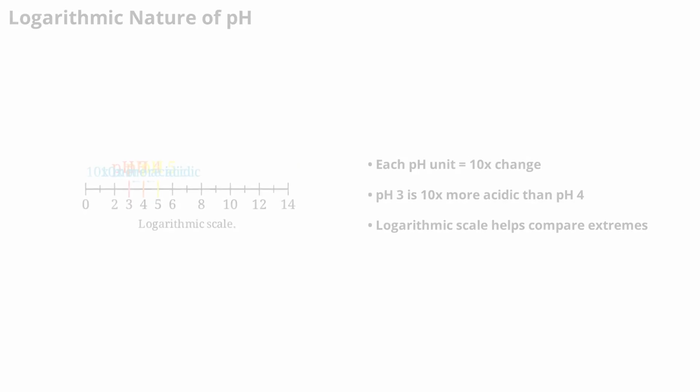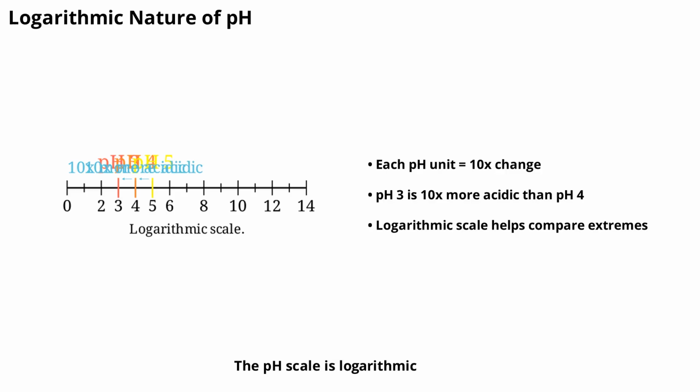substances. The pH scale is logarithmic, meaning each whole number change represents a tenfold difference in hydrogen ion concentration. For example, a solution with a pH of 3 is 10 times more acidic than one with a pH of 4, and 100 times more acidic than a pH of 5. This property makes the scale especially useful for comparing substances with very different acidities or basicities.